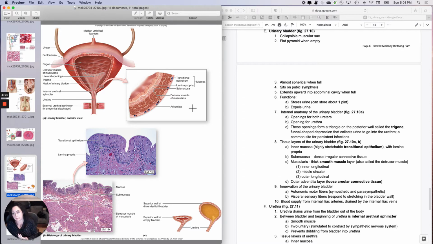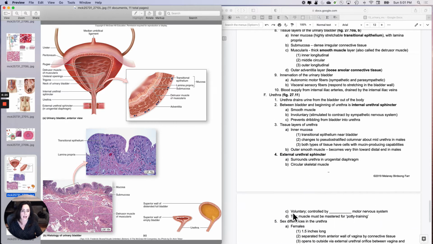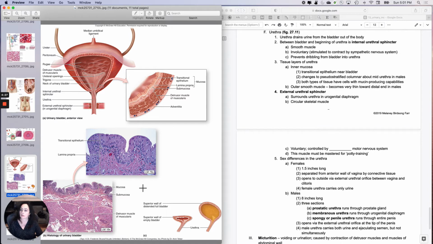As far as innervation, the urinary bladder has autonomic motor innervation and then visceral sensory innervation. The autonomic motor innervation is sympathetic and parasympathetic, and the visceral sensory is going to respond primarily to stretch. And you know that your urinary bladder can hurt when it gets really full. Okay, and then last but not least, we will get to the urethra.